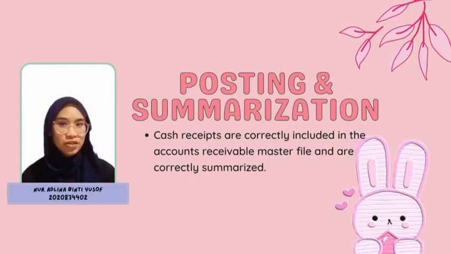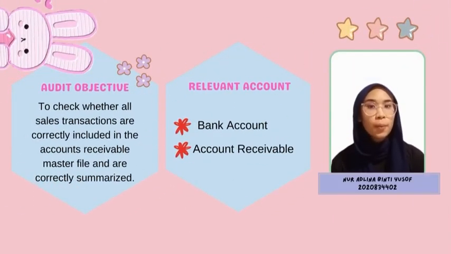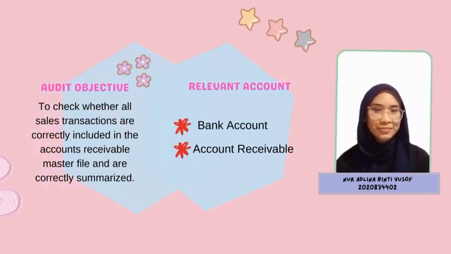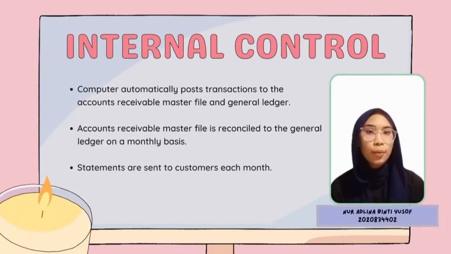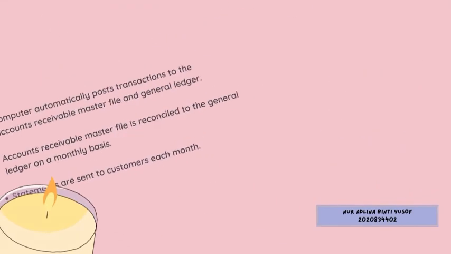Next is posting and summarization of cash receipts. Cash receipts are correctly included in the accounts receivable master file and correctly summarized. The audit objective for posting and summarization of cash receipts is to check whether all cash receipt transactions are correctly included in the accounts receivable master file and are correctly summarized. The relevant accounts are bank account and accounts receivable. The internal controls are: the computer automatically posts transactions to the accounts receivable master file and general ledger, the accounts receivable master file is reconciled to the general ledger on a monthly basis, and statements are sent to the customer each month.